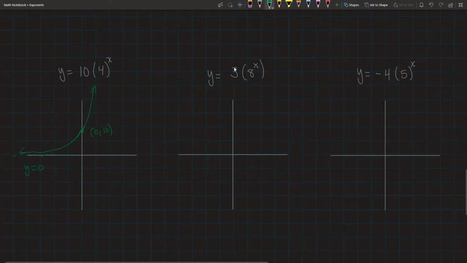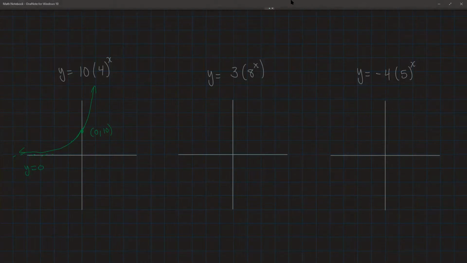This next one is 3 times a to the something. Let's ignore the 3. We have a to the something. What's the y-intercept? It is 0, 1, but now it is 3 times larger. So this one's right here, 0, 3. And same idea, no other transformations.